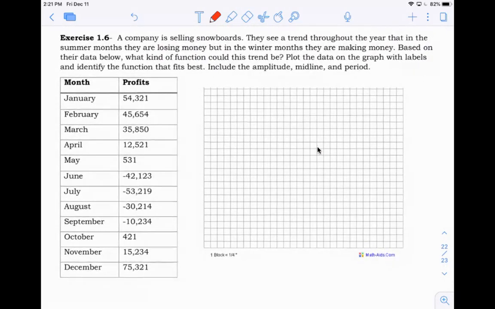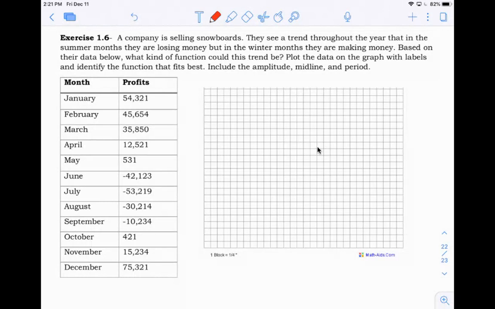The very last thing from this chapter that I want to do is talk about a word problem. A company is selling snowboards. They see a trend throughout the year that in the summer months they're losing money, but in the winter months they are making money. Based on their data below, what kind of function could this trend be? Plot the data on the graph with labels and identify the function that fits best. Include the amplitude, midline, and period.